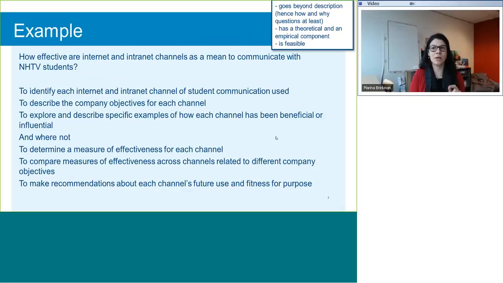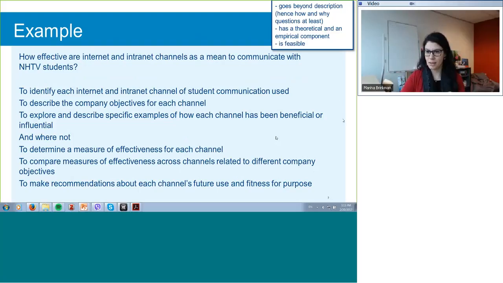What do I mean with an example? Let me just change the video on my screen, because otherwise I cannot see what happened on the slides. So imagine that you are interested in how effective internet and intranet channels are as a means to communicate with NHTV students. I think this is a very legitimate question, which can be a research question that our marketing department here at NHTV asks.